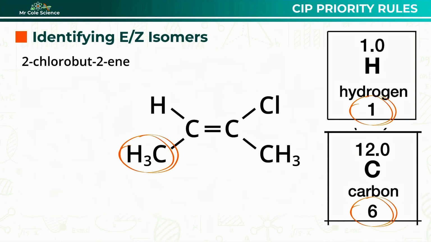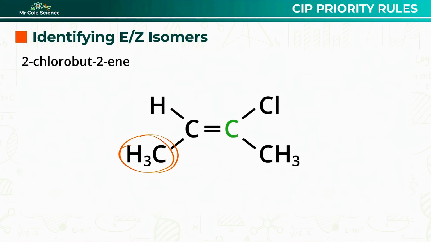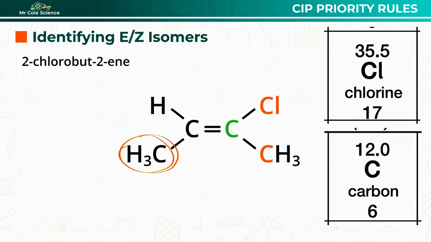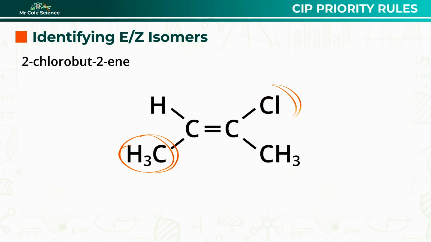Now let's have a look at the right-hand side of our double bond. The carbon is directly bonded to a chlorine atom and a carbon atom. Again, they're different, so we can immediately compare their atomic numbers. Chlorine has an atomic number of 17 and carbon has an atomic number of 6. Chlorine has the higher atomic number, and so the chlorine atom becomes the priority group.